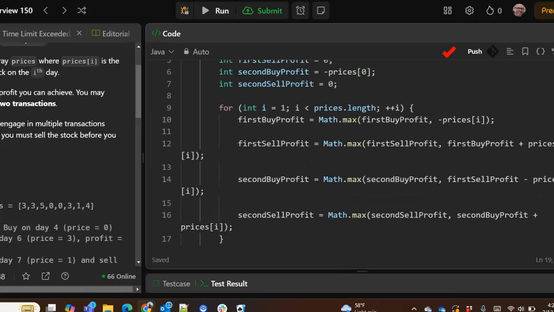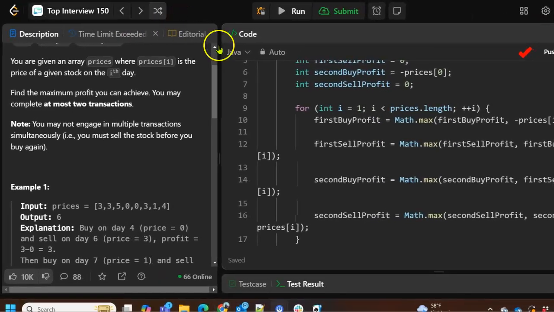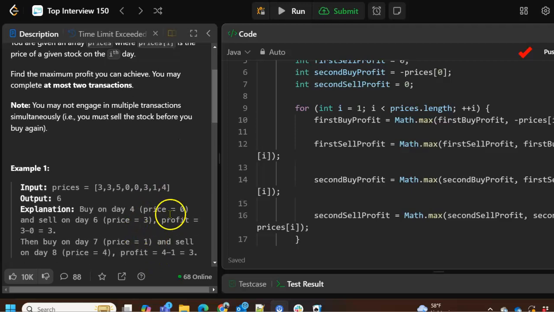I guess I should mention that there is more than one way to get the maximum profit here. I think what I said is you could buy at 3, sell at 5, and then buy at 0, sell at 4. What they said is you could buy on day 4 at 0 and then sell at 3, then you could buy at 1 and sell at 4. Either way, it comes out to 6.